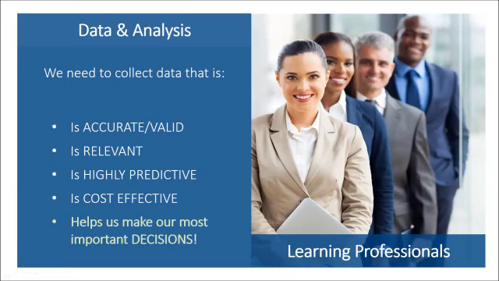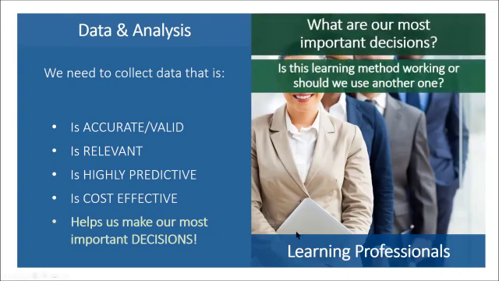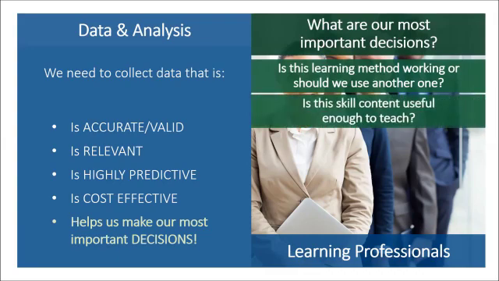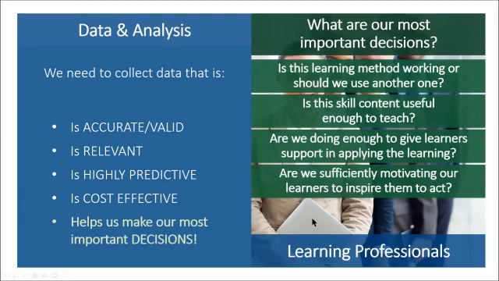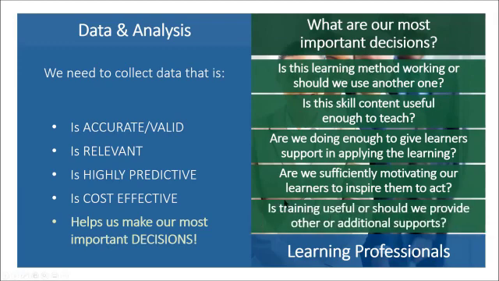And I'm sure you all have your own thoughts on what our most important decisions are, but here's some of the things that I consider some of our most important decisions. Is the learning method or methods we're using working, or should we use another one? Is the skill content we're teaching useful enough to teach? Are we doing enough to give learners support in applying the learning? Are we sufficiently motivating our learners to inspire them to act, to take the learning and actually implement it on the job, overcome the obstacles with implementing the learning, et cetera? And then, is training useful, or should we provide other or additional supports? We know that training doesn't work in a vacuum, and so are there other supports we can make?